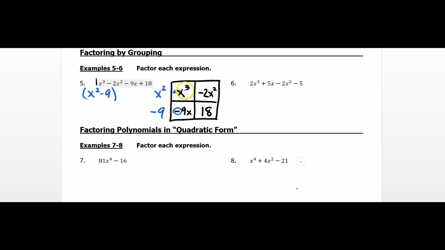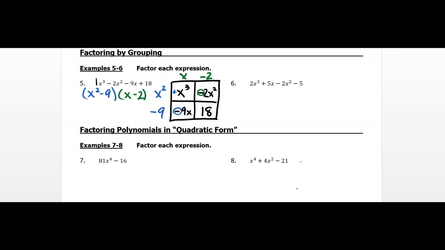The other, we're going to do the columns now. x cubed and 9x, the GCF is x. And negative 2x squared and 18, we'll take the negative out as well. The GCF would be a negative 2. So the other binomial would be x minus 2. So this 4 term up here factors into x squared minus 9 times the quantity x minus 2.